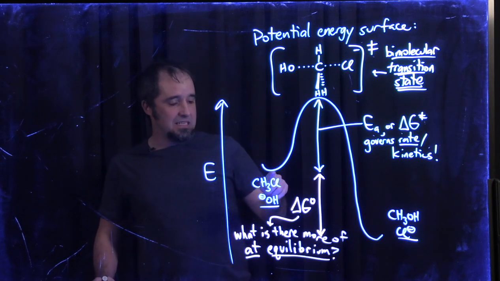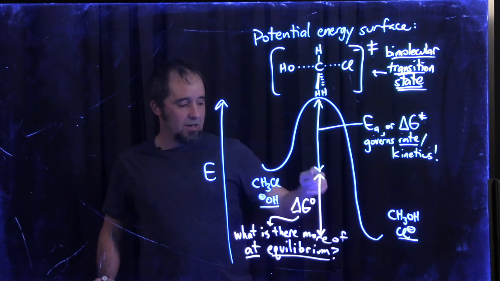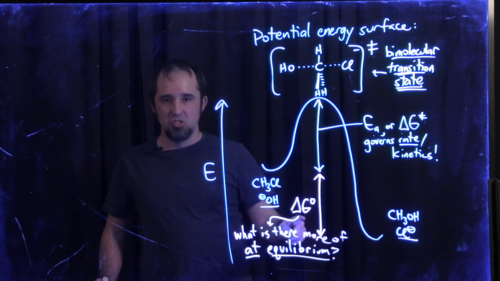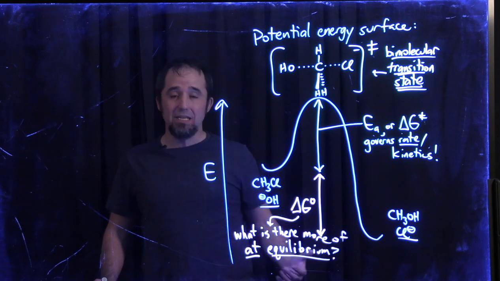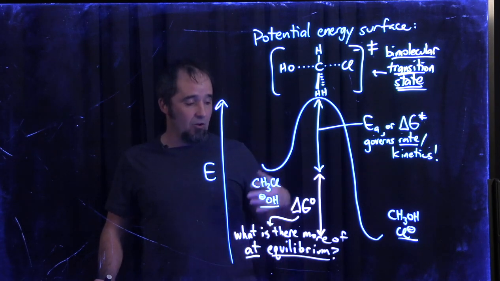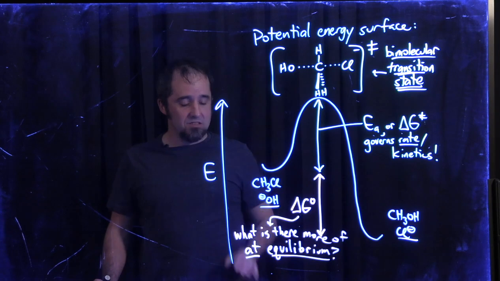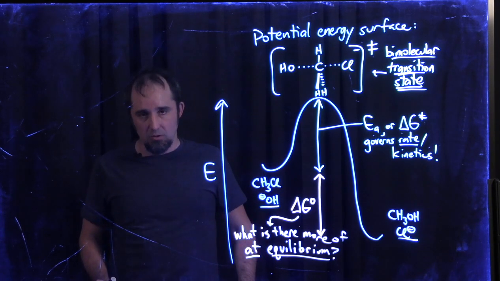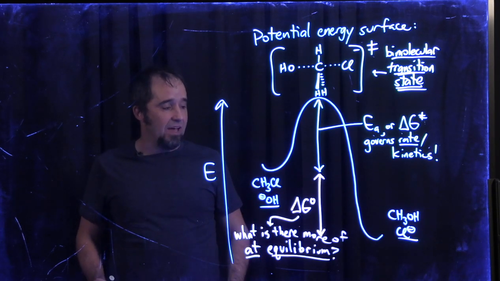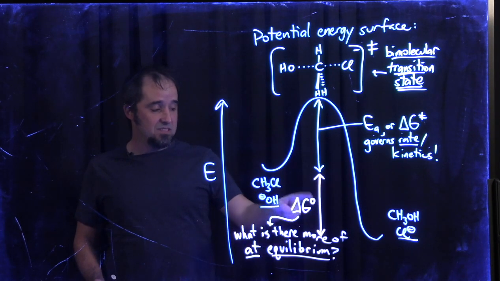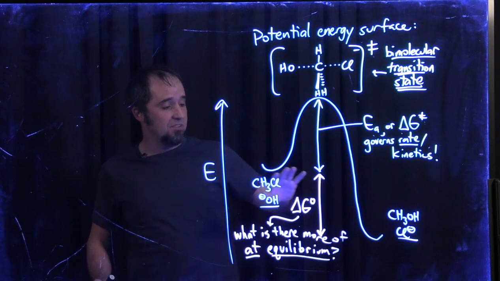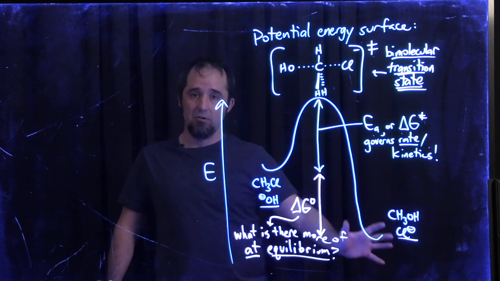If we look at the distance between our reactants and our products in terms of energy, that's delta G naught. That is the energy of reaction, right? The free energy of reaction. And what that is going to tell us is what is there more of at equilibrium. If this has enough energy to go back and forth pretty rapidly, then this is really useful because it tells us that, okay, most of it will end up down here.